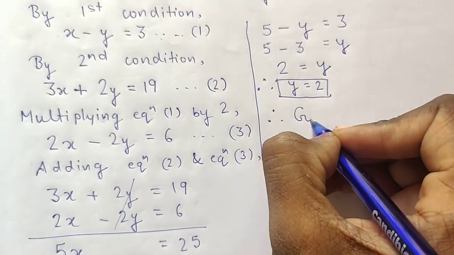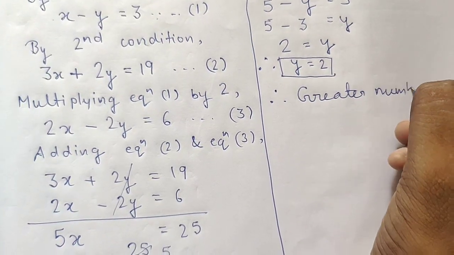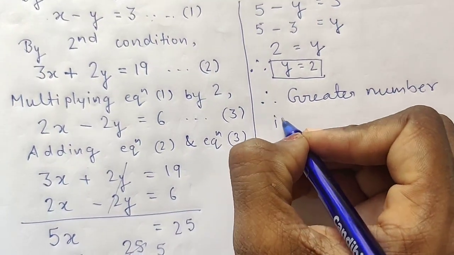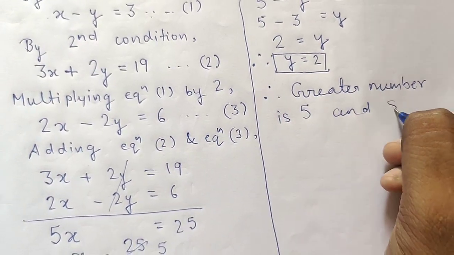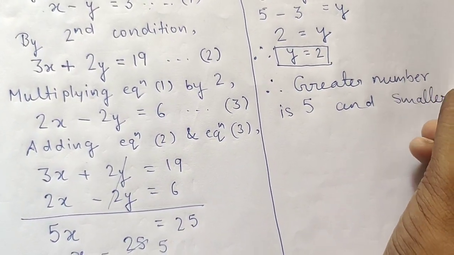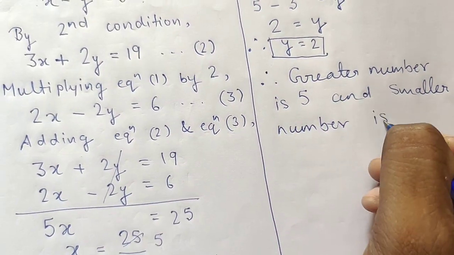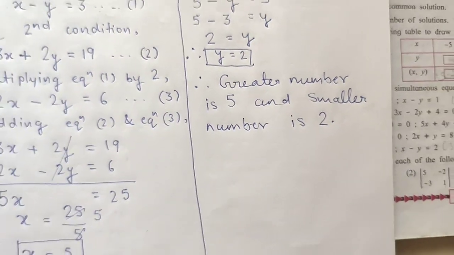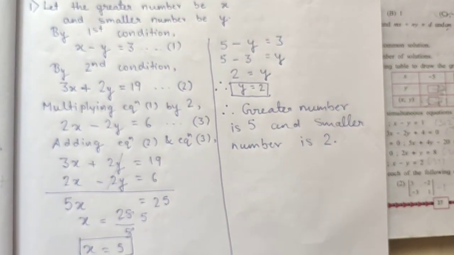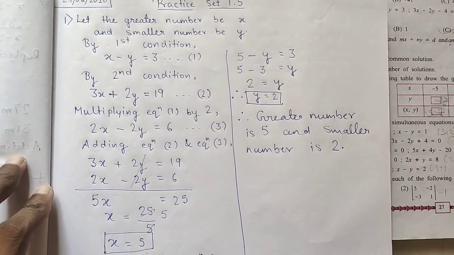Therefore greater number is x. X is what? 5. And smaller number is what? 2. Okay, so in this way we got our answer, that is greater number 5 and smaller number 2. So I hope you all have understood.